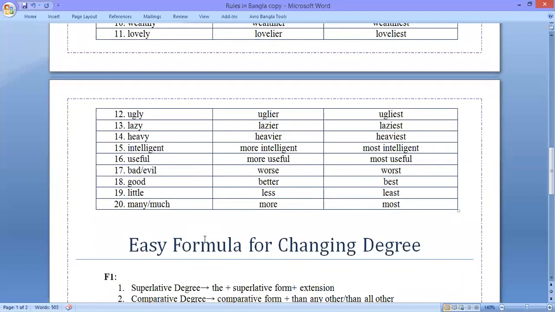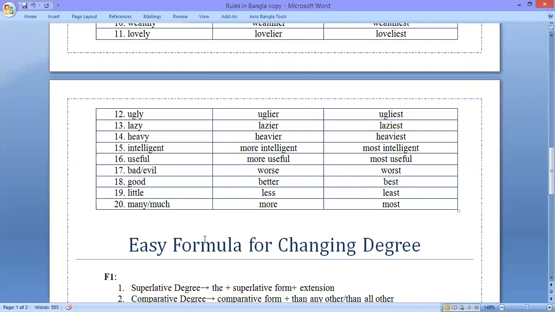When there is a word of more than one syllable, at that time we need to use more to make comparative and most to make superlative, such as intelligent, more intelligent, most intelligent, useful, more useful, most useful.